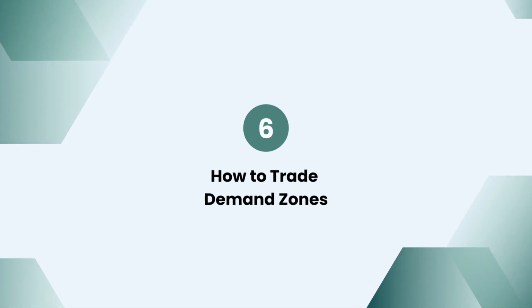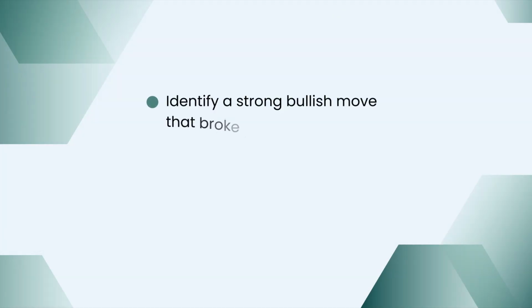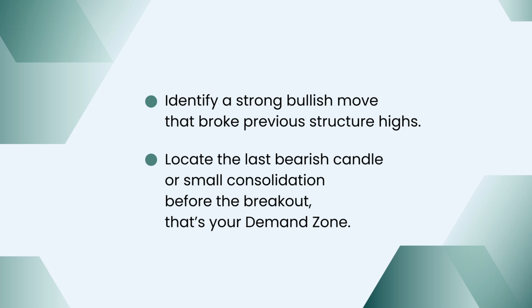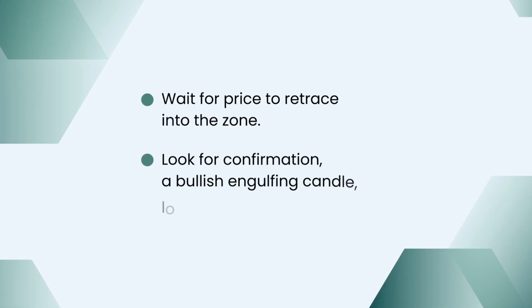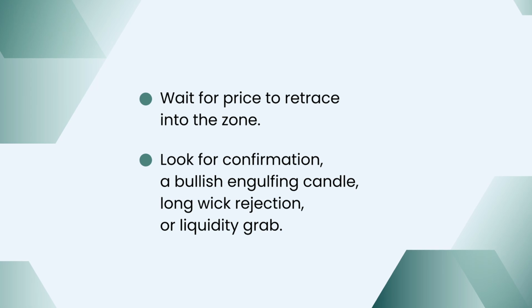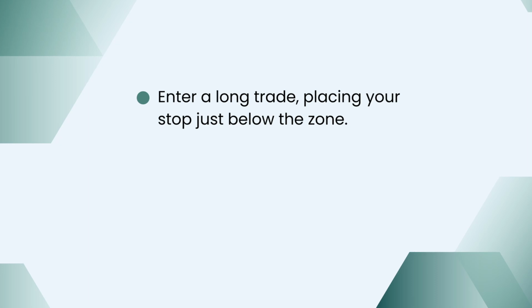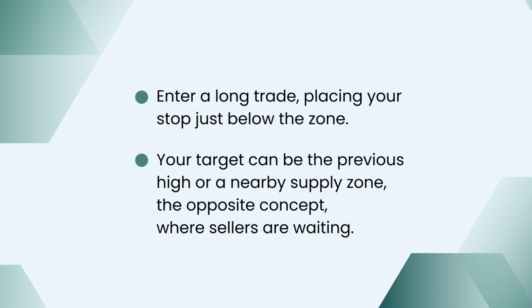6. How to trade demand zones. Let's go through a simple strategy. Identify a strong bullish move that broke previous structure highs. Locate the last bearish candle or small consolidation before the breakout. That's your demand zone. Wait for the price to retrace into the zone. Look for confirmation: a bullish engulfing candle, long wick rejection, or liquidity gap. Enter a long trade placing your stop just below the zone. Your target can be the previous high or the nearby supply zone, the opposite concept where sellers are waiting.